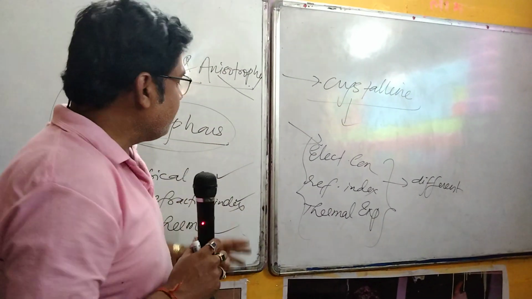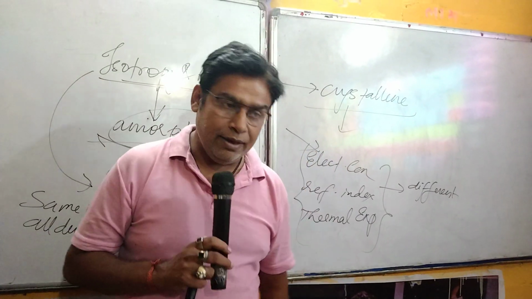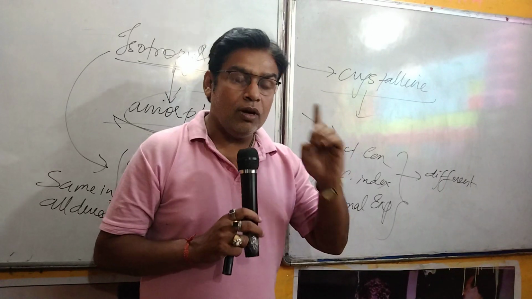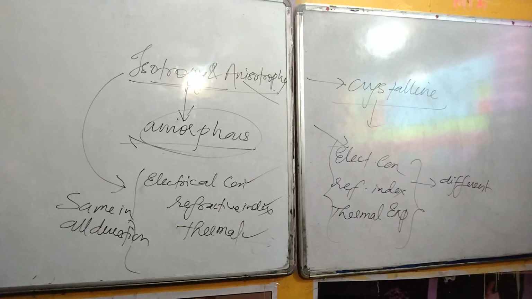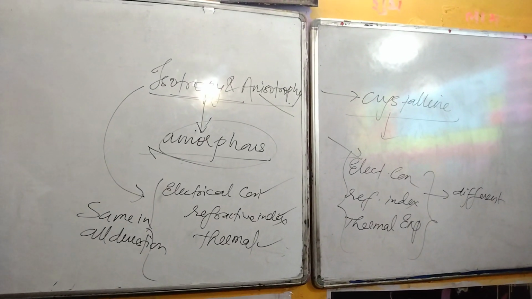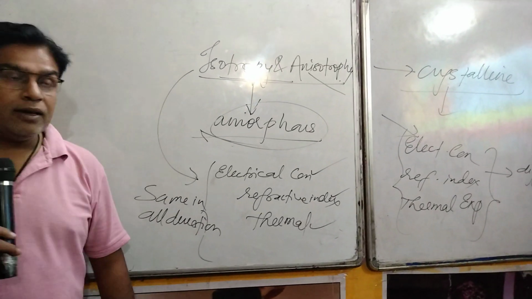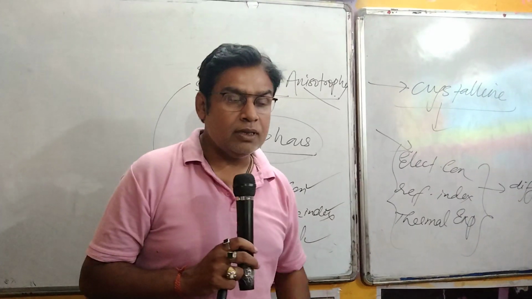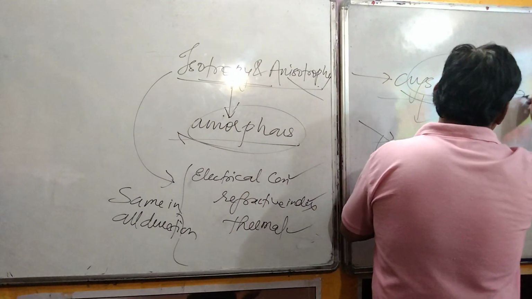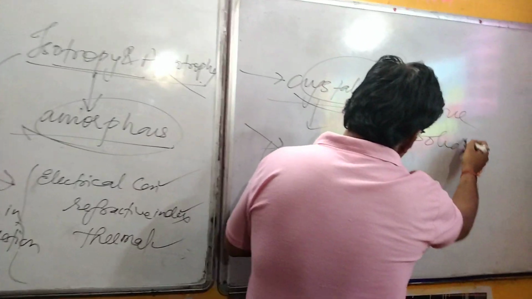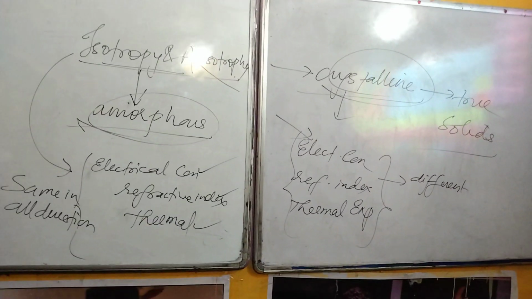So this proves that amorphous substances do not show a proper cleavage when they are cut with a knife, but crystalline substances show a proper cleavage when cut with a knife. Along with this, as I told you, after studying all these properties, we come to know that crystalline solids are the only true solids.